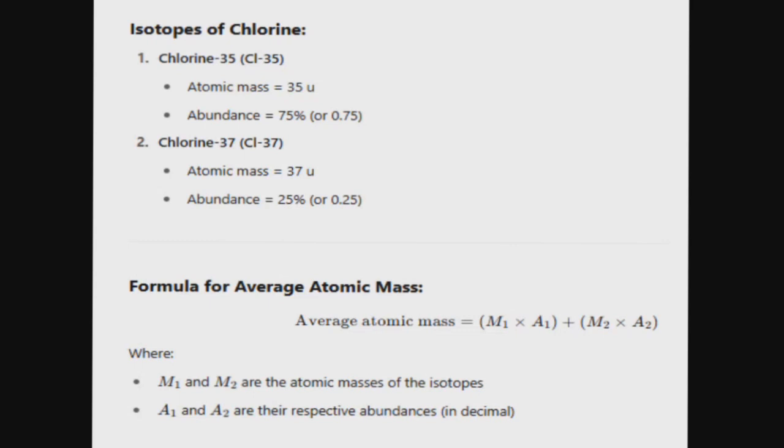When you want to find the average atomic mass of these two isotopes, you have to multiply the atomic mass of the first one by its abundance, and do the same thing for the second one. And whatever you get, you add them together, and it's going to give you 35.5, which is the average atomic mass of chlorine.